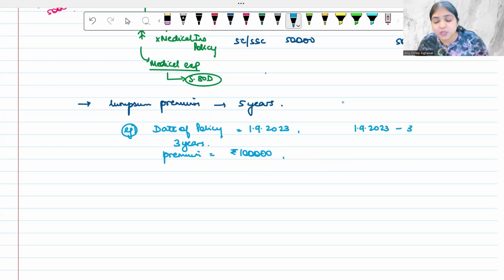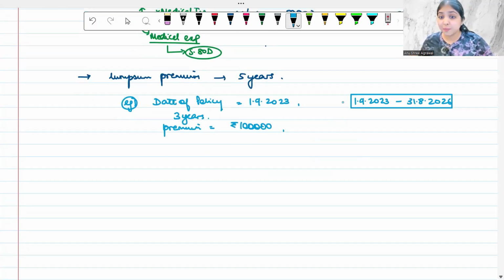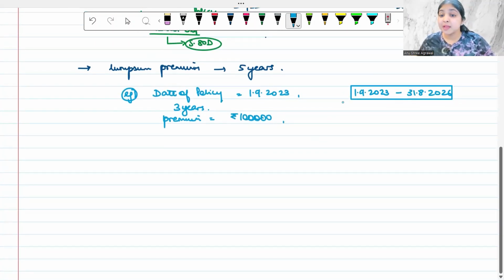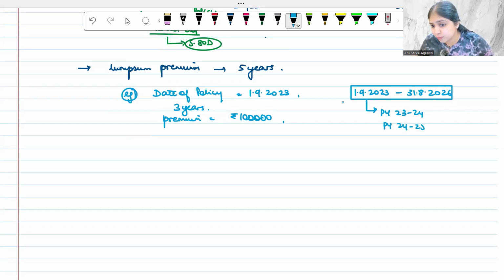So this policy is going to expire on 31st August 2026. This is going to be your 3 years period, guys. Are you all following? Now, this 3 years period is touching upon which previous year? It's touching upon previous year 23-24, previous year 24-25, previous year 25-26, and previous year 26-27. Right, guys? So the policy is touching upon 4 previous years.